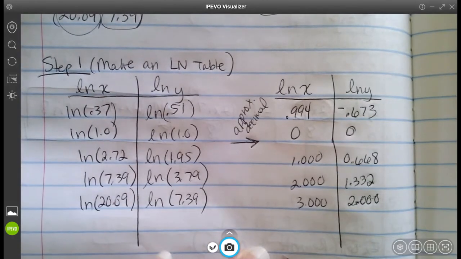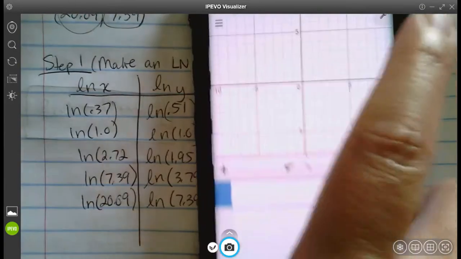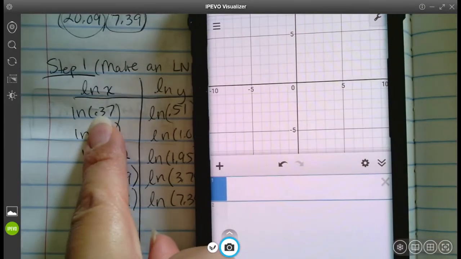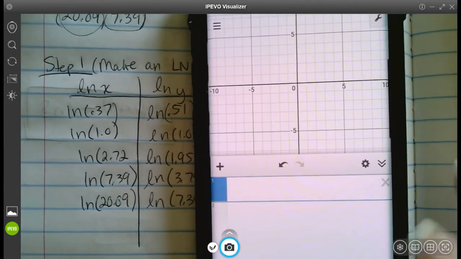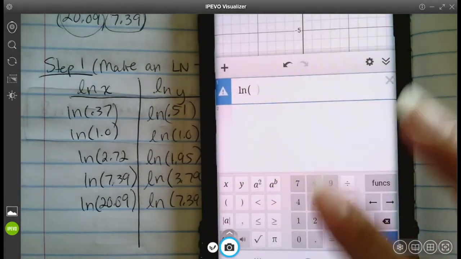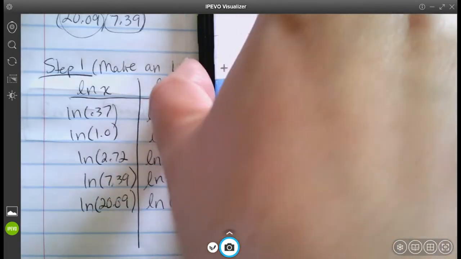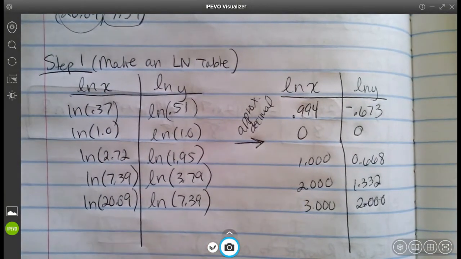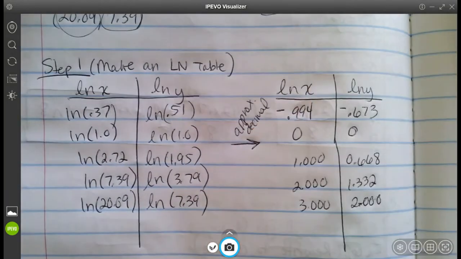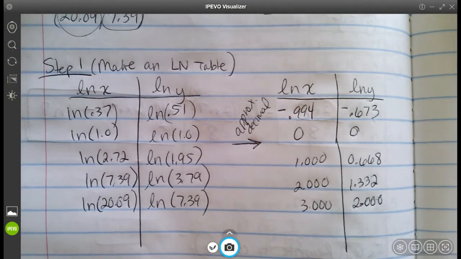Okay, so these are the values that I got, and I'm just going to show you one just so you can see how you do it real quick. So let's say you want to do this one, ln of 0.37. You go to your functions again, go to your miscellaneous, click on ln 0.37, and there it is, negative 0.994. Okay, and oh, I forgot the negative. It's a good thing I double checked, huh? There you go, negative 0.994. Okay, and same thing with all the rest of them.